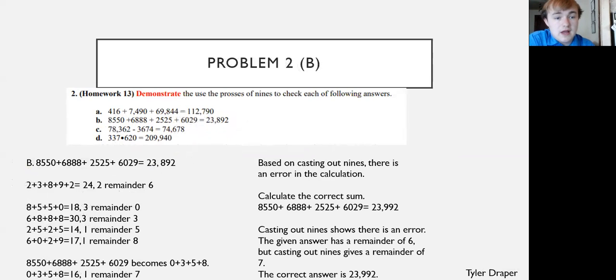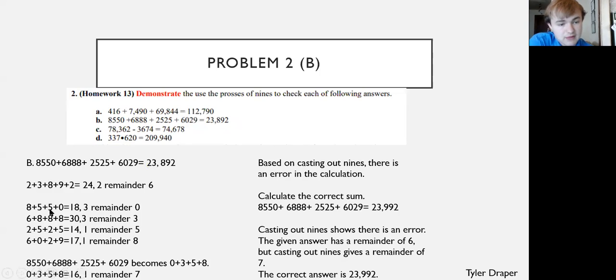8,550 plus 6,888 plus 2,525 plus 6,029 equals 23,892. First thing we want to do here, we get that the digits of our answer equal 24. That's 2 remainder 6. Now when I say 2 remainder 6, remember each time we're dividing by 9. So 9 plus 9 is 18 plus the 6 is 24. Remember, dividing by 9 every time.